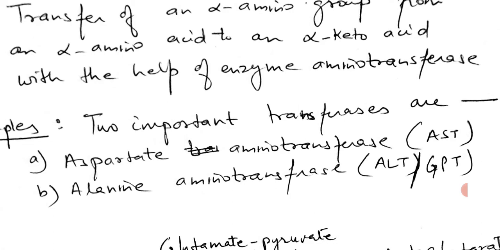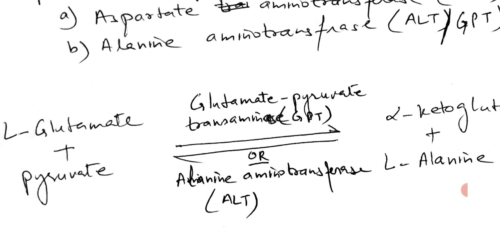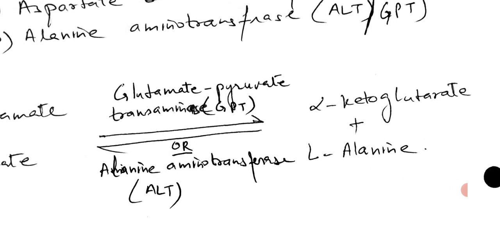These two enzymes are very important liver enzymes. ALT is also known as GPT, and the full form of GPT is glutamate pyruvate transaminase, because the two raw things which take part in this reaction are L-glutamate and pyruvate. So the name is glutamate pyruvate transaminase. There is a transfer of amino group from glutamate to pyruvate. As a result, glutamate forms alpha ketoglutarate and pyruvate forms L-alanine.